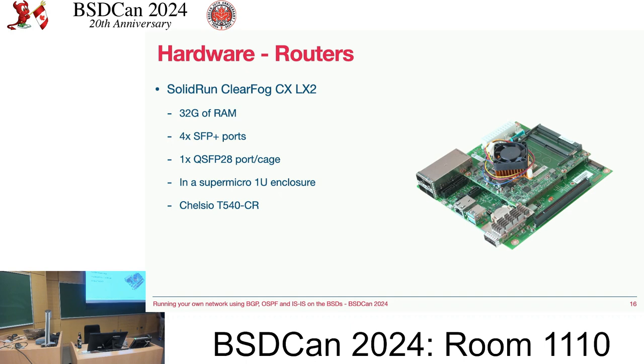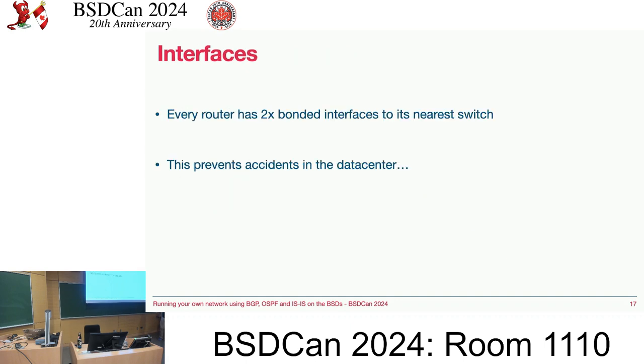So far, so good? Yes. So how are the interfaces connected? What I do is every router has bonded interfaces to the local switch. So I basically use the switches as a port multiplier for the routers. And it makes things much easier because anything I need, I can just plug it into the main router, tag a VLAN on it, and have it connect to the router or the other routers connected to the same switch. So this makes things much, much easier to manage.